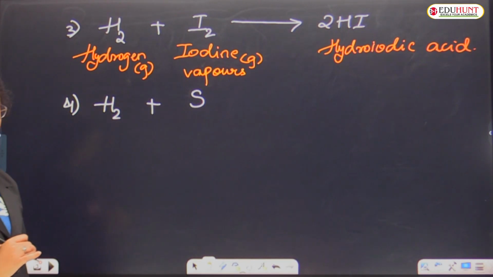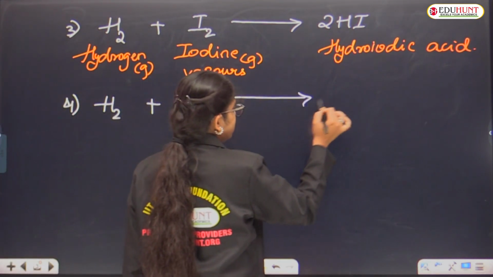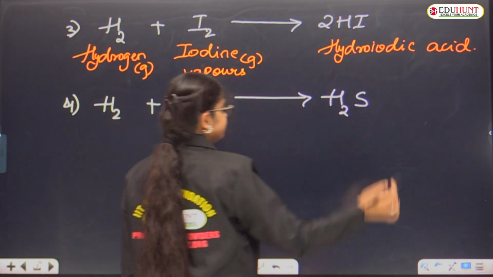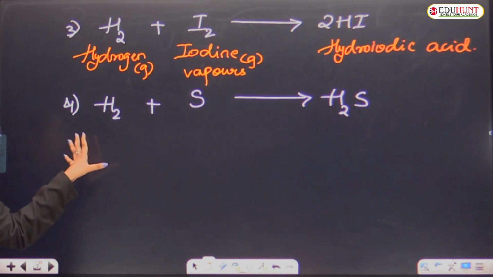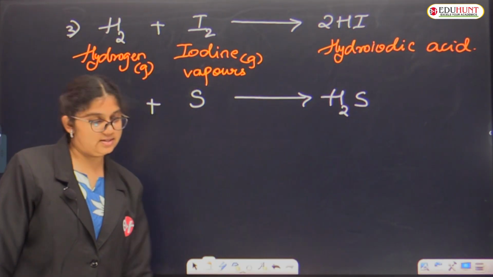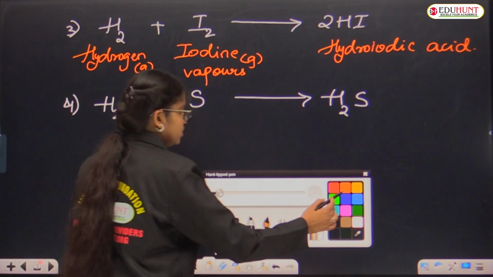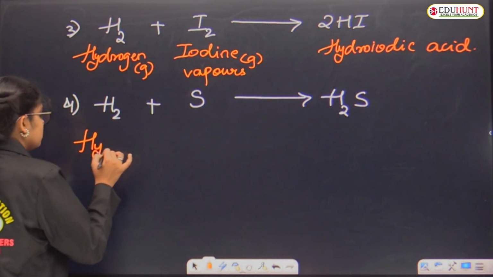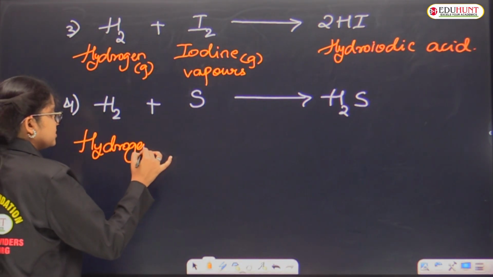What does S mean? Sulfur element, where it gives rise to H2S. Direct synthesis of hydrogen and sulfur to give H2S acid. Okay. Now, what's the name of H2? Yes, hydrogen. S means sulfur.